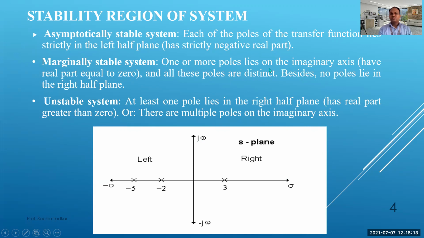Now, if one or more poles lie on the imaginary axis, and all these poles are distinct, then we can call it a marginally stable system. In case of an unstable system, at least one pole lies in the right half of the plane and has a real part greater than 0, that is, positive. Then it is called an unstable system.